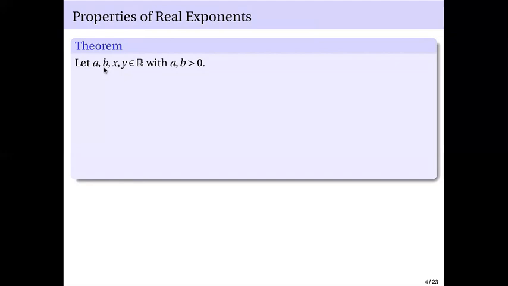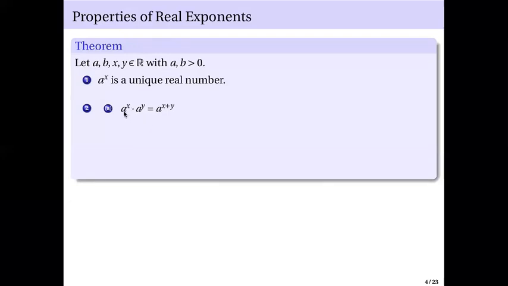So we let a, b, x, y be real numbers with a and b positive numbers. So the value of a to the x is a unique real number. There's only one number for a to the x. Of course, your a is fixed, your x is fixed. So a to the x is a fixed number. Now, if we recall all those properties of exponents, we just put it here.